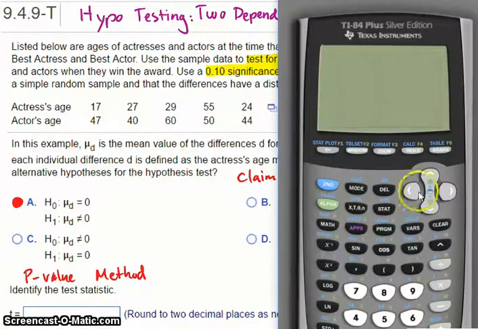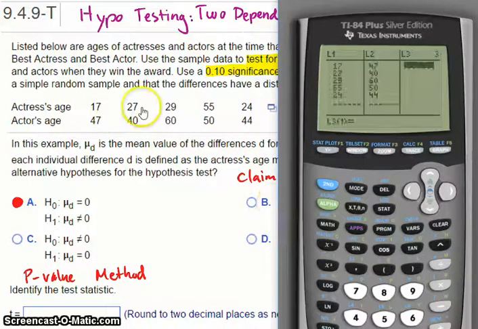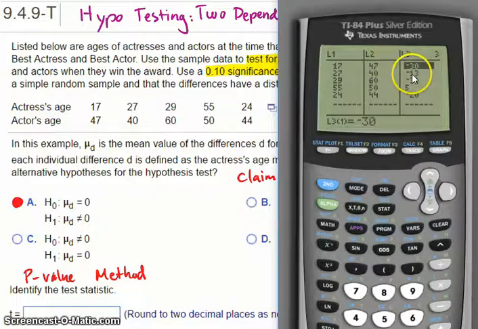Using your TI-84, we're going to go to stat, edit, and input this first list, the actresses' ages, into L1 and the second list, the actors' ages, into L2. I already did that here. With L3, I'm going to create the difference list. To do that, I highlight L3, press enter, and do L1 minus L2, second 1 minus second 2. That creates my difference list. For example, this negative 30 is the difference between 17 and 47, and negative 13 is 27 minus 40, and so on.